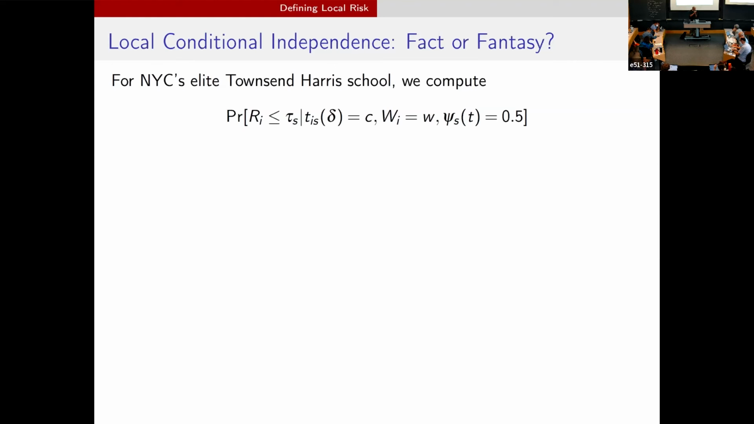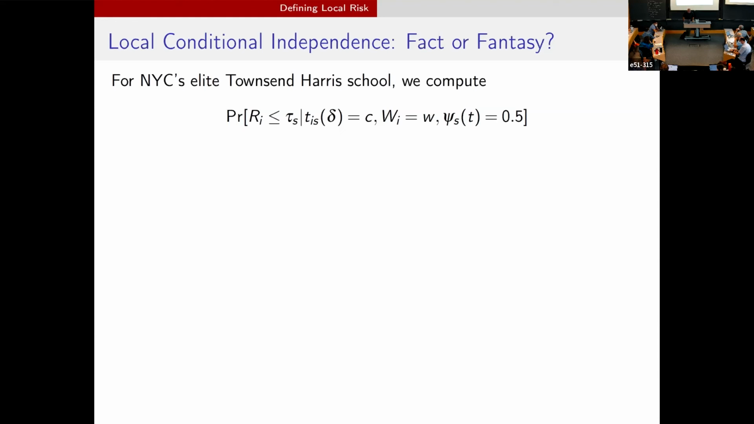That sounds like a situation of identification at infinity. Is this fact or fantasy? I want to show you that in our data a version of this is actually playing out. I'm going to look at New York City's Townsend Harris High School. I love this high school because Ken Arrow went to this high school. This is one of the most sought after high schools in New York. It's a test-based school. It's not Stuyvesant, but it's one of the mainstream schools that's test-based.